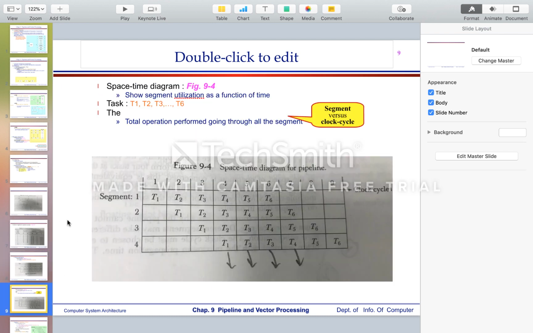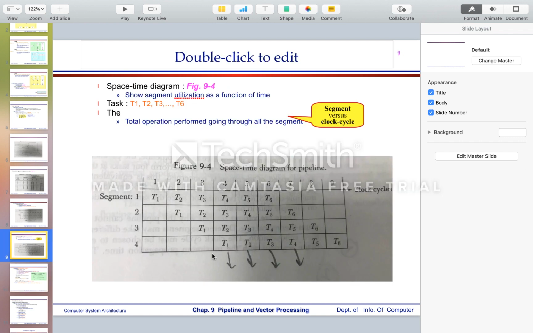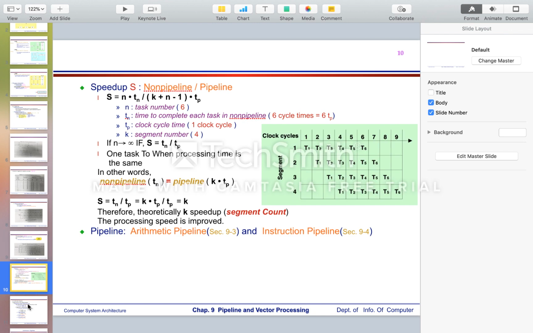Then we have seen the space-time diagram, which is based on segments and clock cycle time. Then we saw how we calculate, and first of all you should understand how we get this formula, which is k plus n minus 1 in the case of pipelining. How are we achieving that? Because the first task was completed by k, and after that, in each next clock cycle, one more task gets completed. Once the pipe gets full, then in the next cycle, the next task will complete.